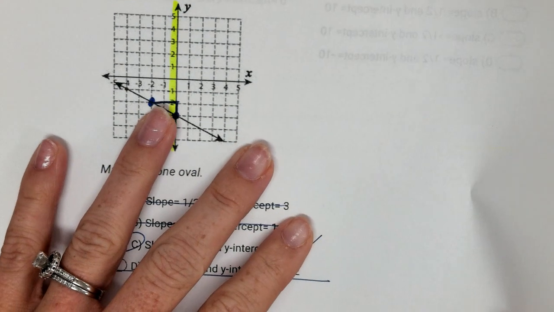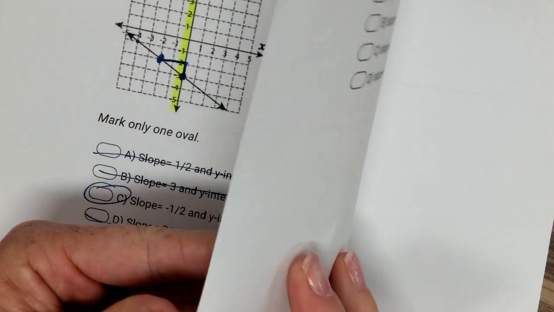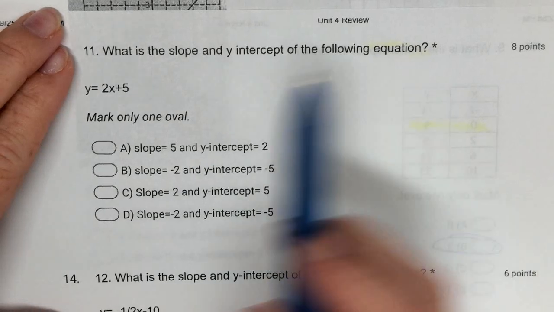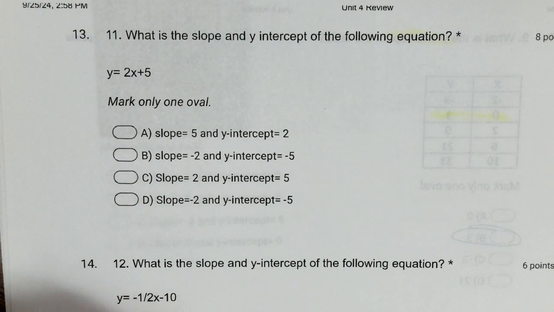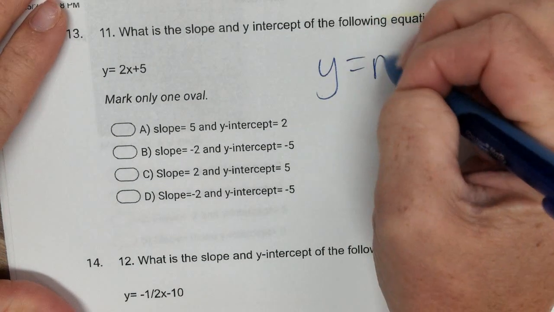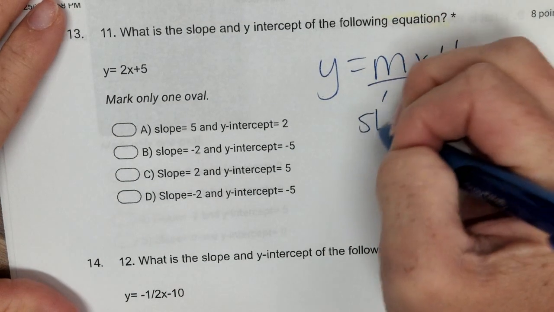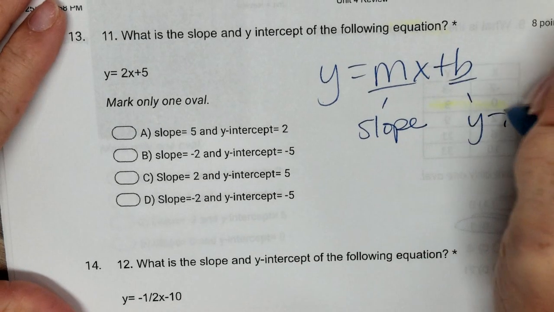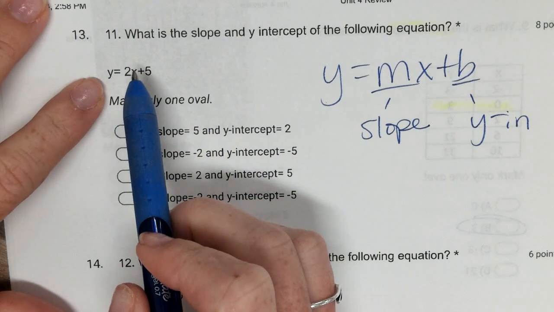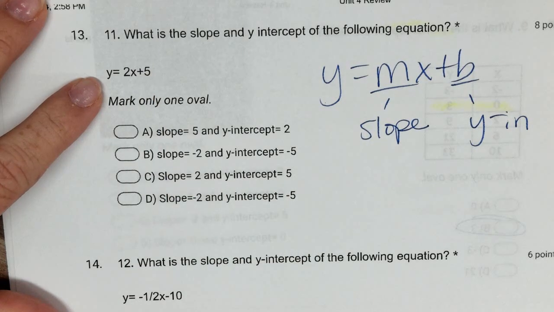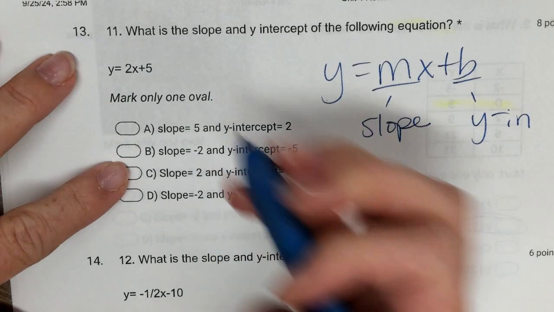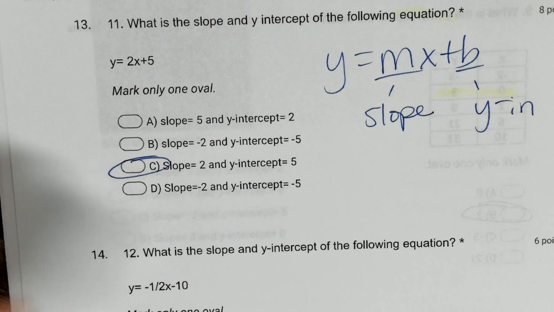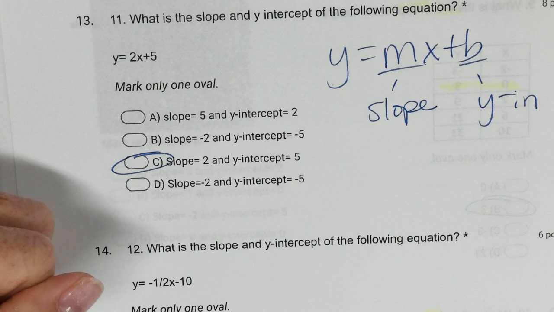Okay, number 11. What is the slope and Y-intercept of the equation? Guys, if y'all miss this question, that tells me you're not paying attention at all. And Y equals mx plus b. The m is the slope, the b is the Y-intercept. All right, which one of these numbers is in the slope position? 2. So which answer is the only one that says 2 for slope? Do not miss that question. You'll see how easy it is.